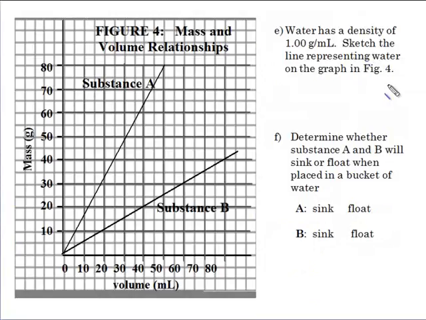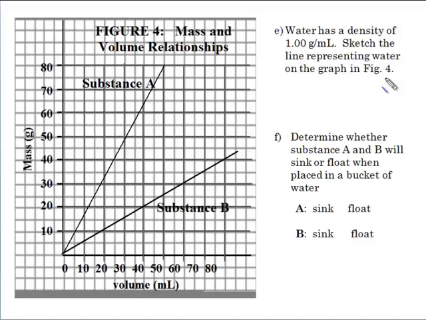Okay, so this is question E. It says, water has a density of 1.00 grams per milliliter. And that's something you need to know. That was a defined value. Water was set as the baseline, and everything else is compared to water. So it's 1.00 grams of water per 1 milliliter. And it says, sketch the line representing water in the graph in figure 4.